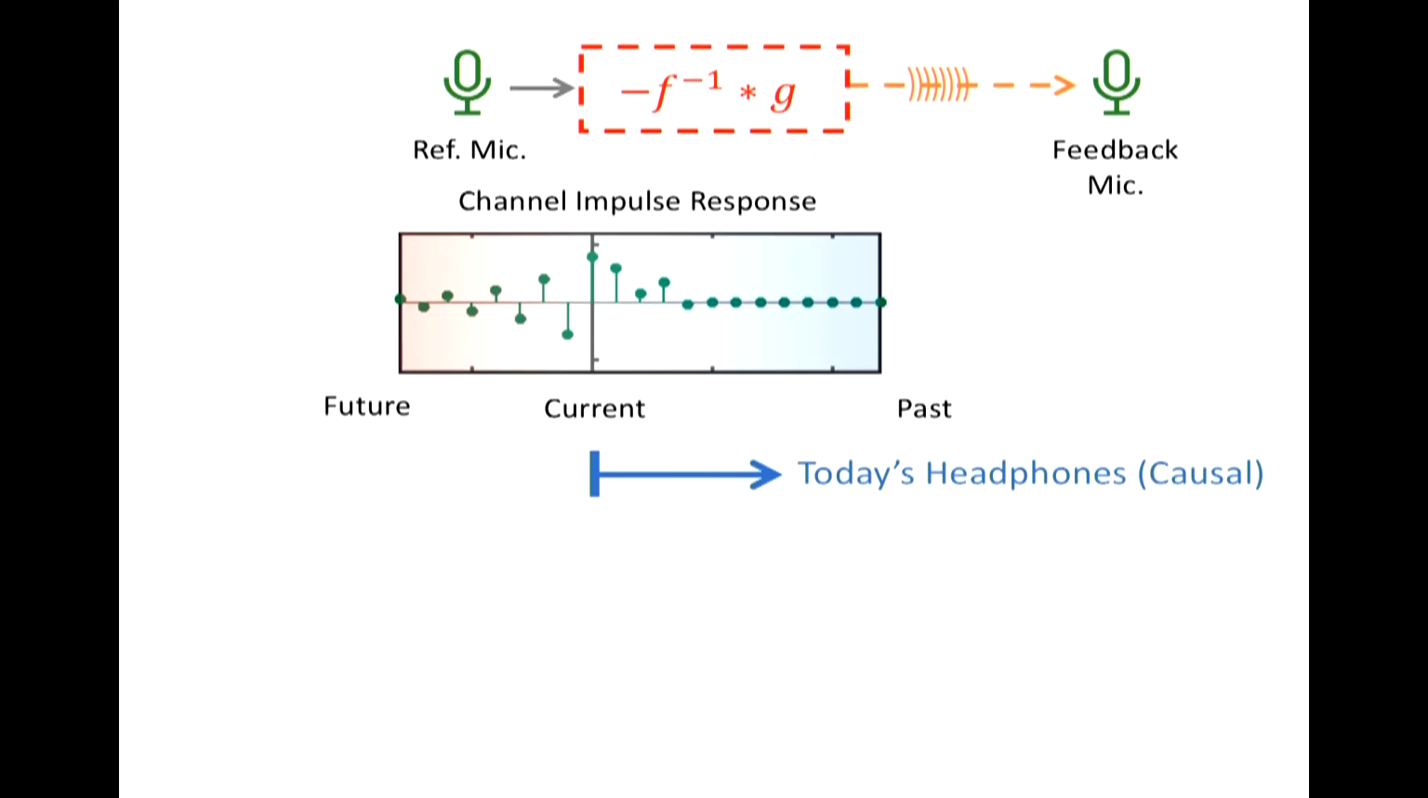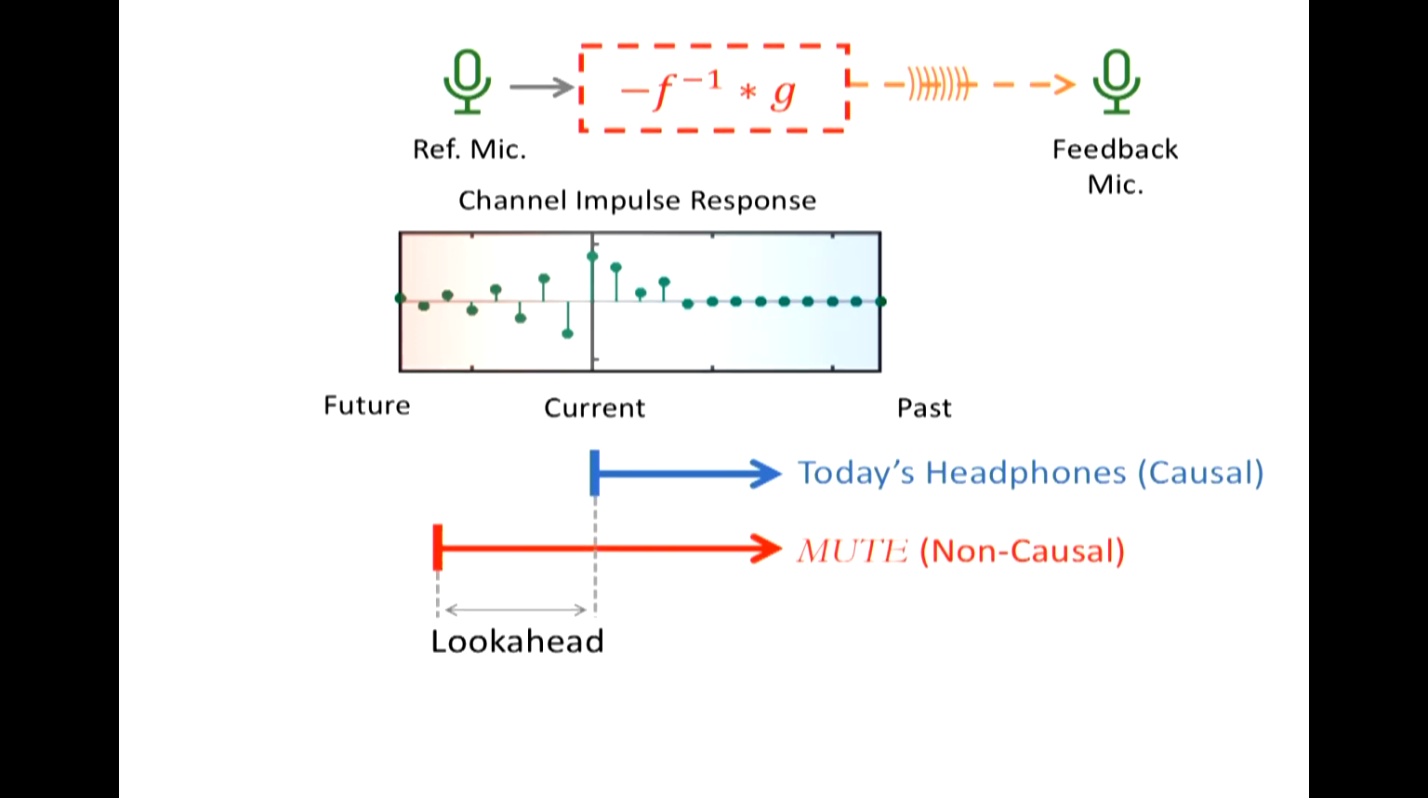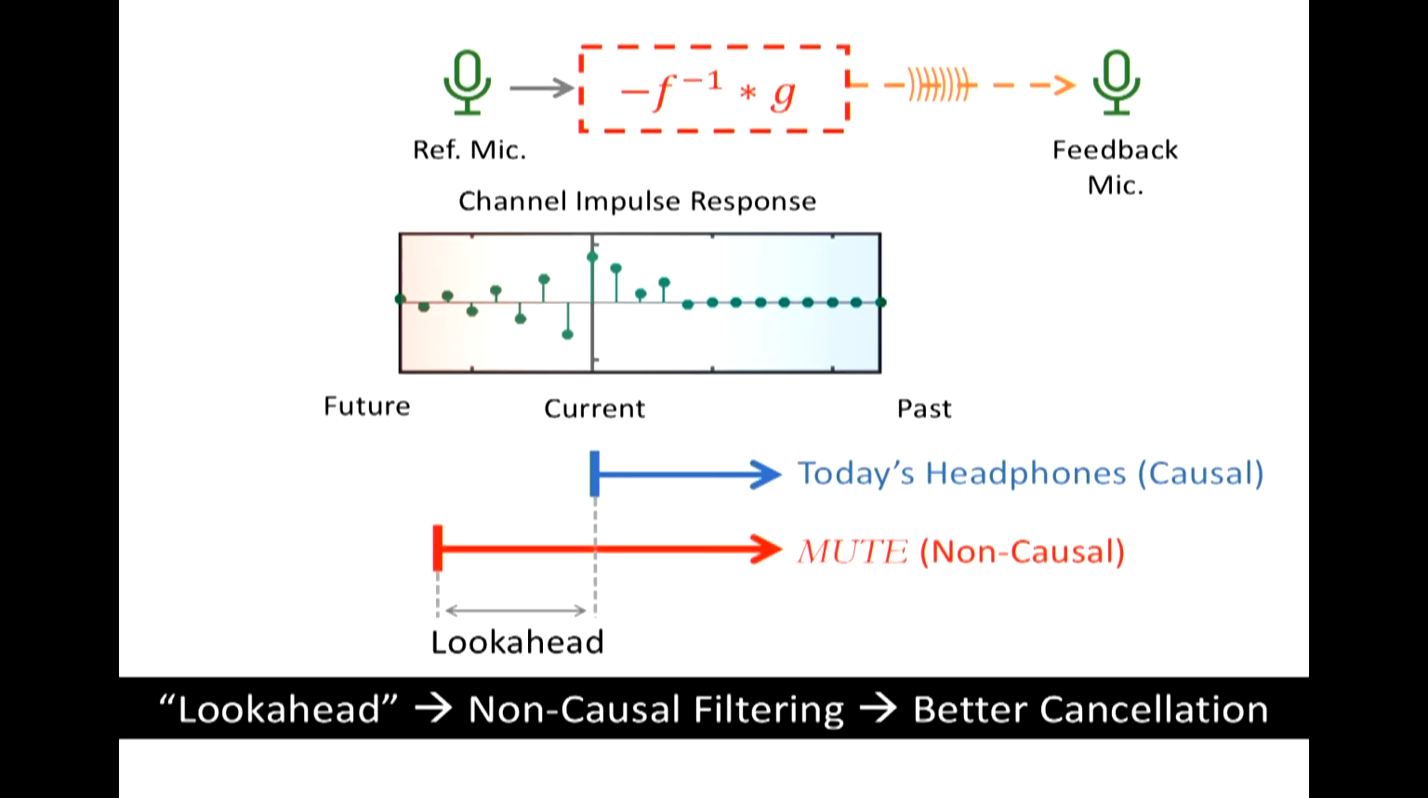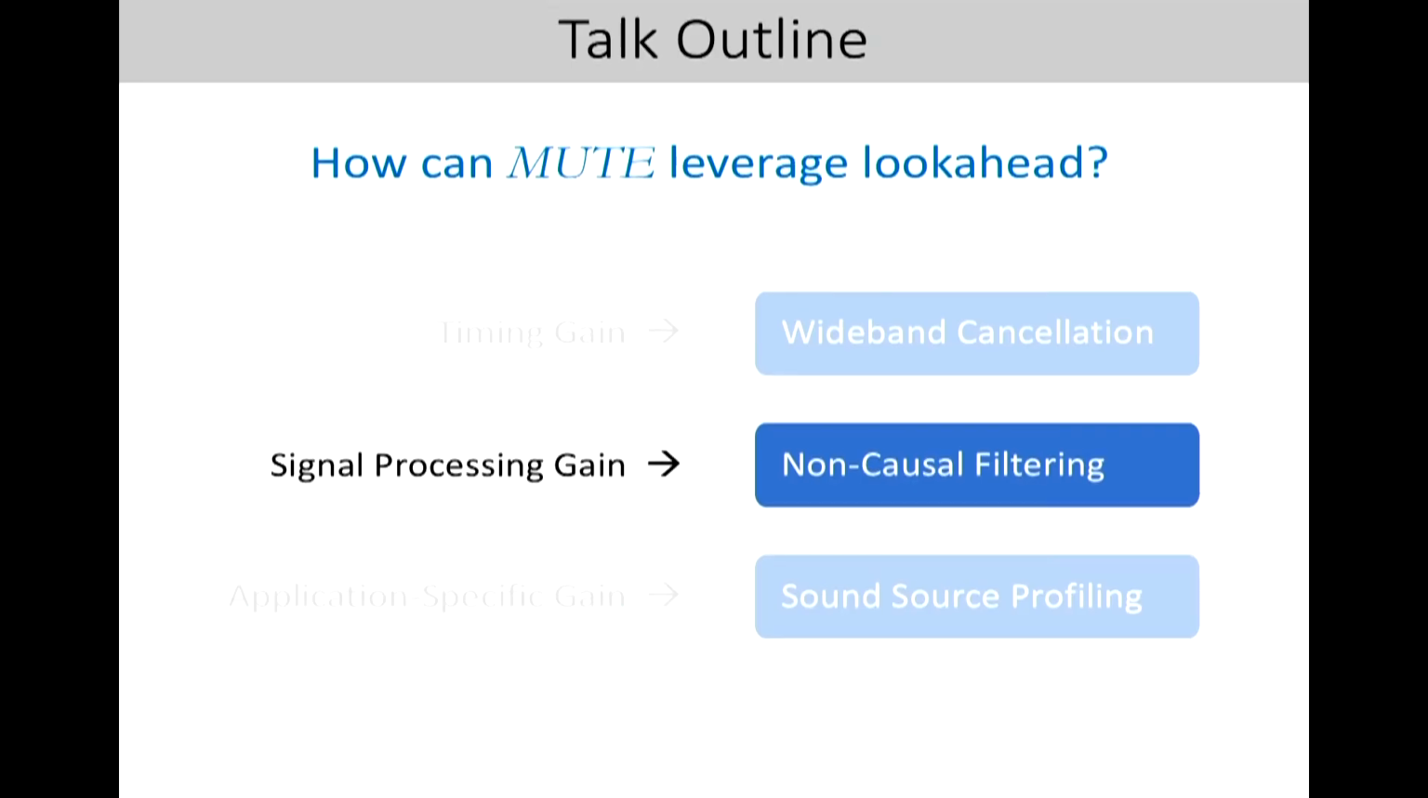What today's noise-canceling headphones can do is to estimate this filter for the past inputs, for the causal part of the channel. But what Mute can do is that it has the lookahead into the future sound, which means it now can enable the non-causal part of the filter, can estimate the non-causal part. As a result, Mute can better estimate this filter, which leads to better anti-noise signal, which further leads to better cancellation performance. So this is the second gain, which is Mute can leverage future sound samples to enable non-causal filtering, which leads to better cancellation quality.